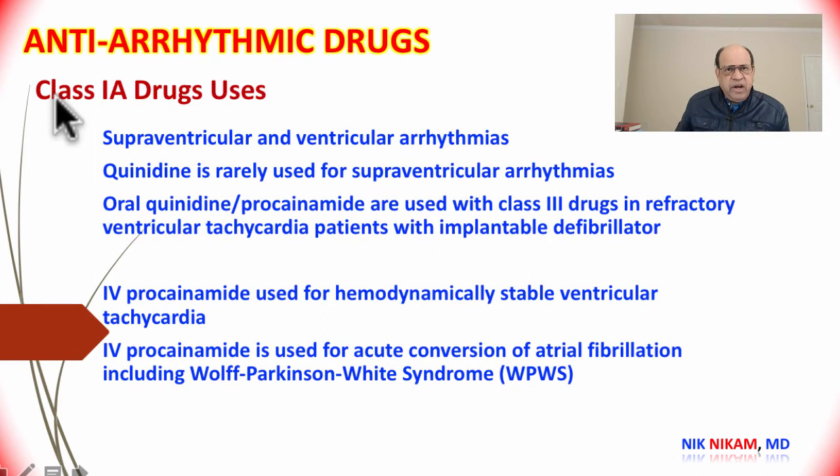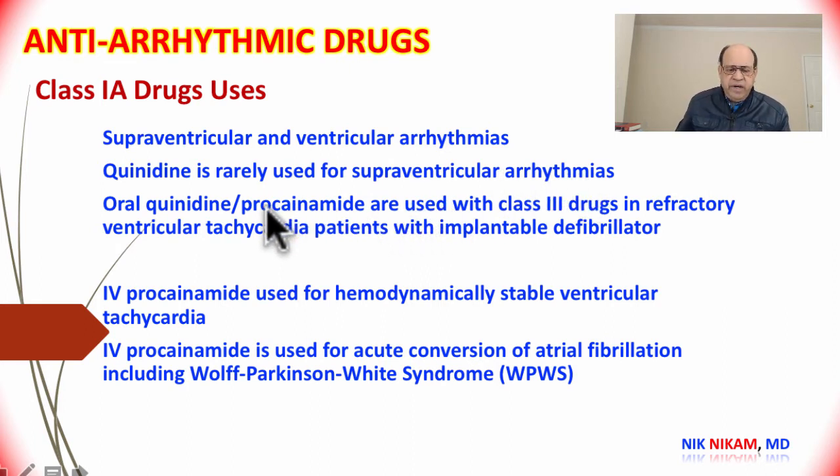The drugs in the class 1A category are Quinidine and Procainamide, and a few words about Quinidine and Procainamide. In the 80s, when I started practice, we were using Quinidine in patients with atrial fibrillation and for conversion of atrial flutter to sinus rhythm. Rarely do we use these drugs for supraventricular arrhythmias in today's practice.